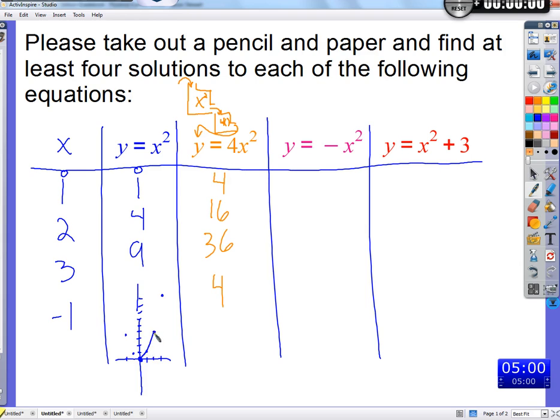Alright, so we can start to connect these dots. We see that the further away from the origin we get, the way we move this way, the bigger those numbers get, and the faster they get bigger. Does that make sense? Getting bigger, faster, and faster, and faster.